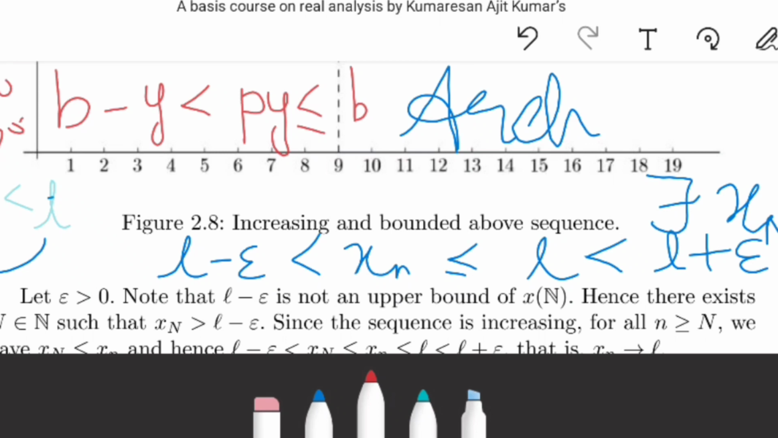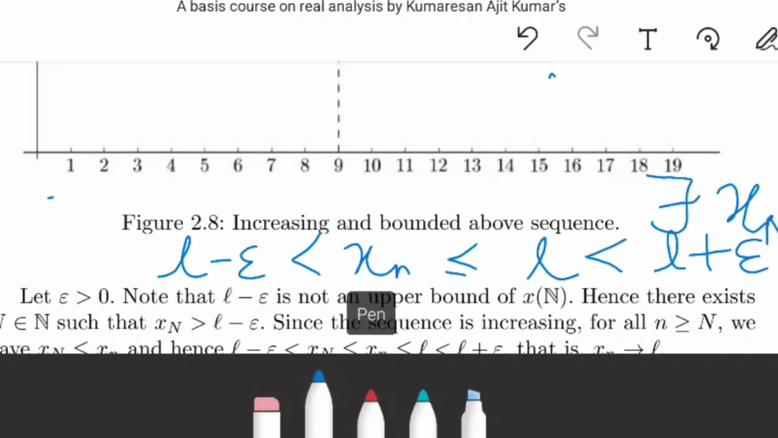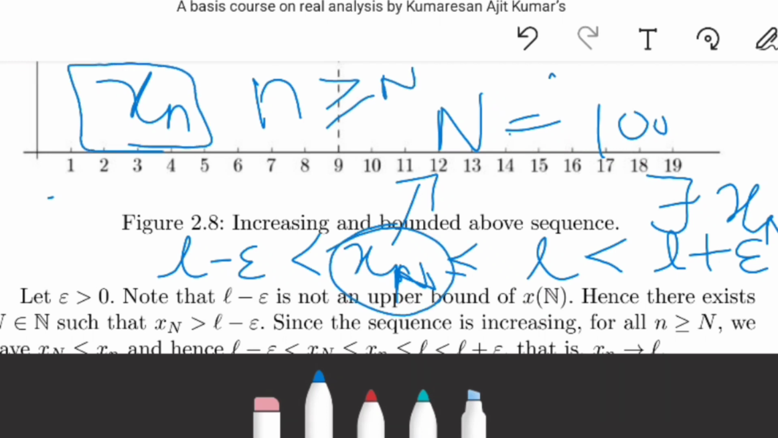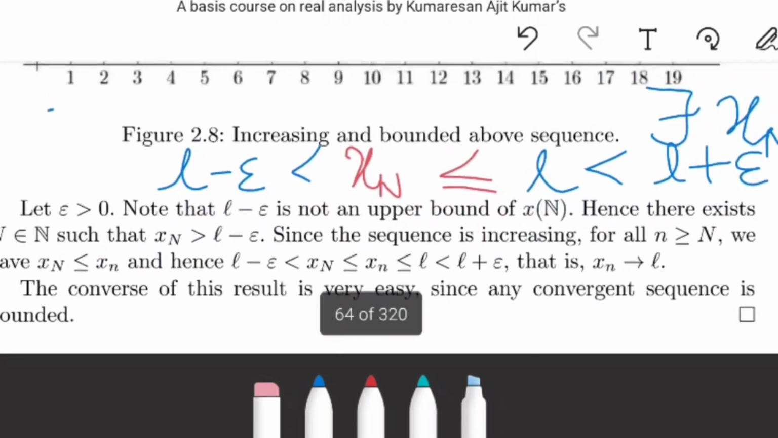Okay, I have made a mistake. It is HN, because that is the stage. This is not varying; this is fixed because N is fixed. N is some number, like 100. So Hn will be varying because we are varying n, where n is greater than or equal to N, some stage. So N is fixed, whereas Hn will be varying. You have to note that. So here, HN is less than or equal to L, which is less than L plus epsilon.